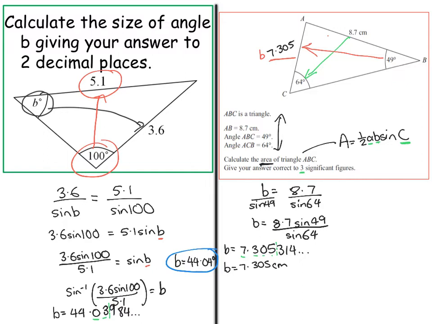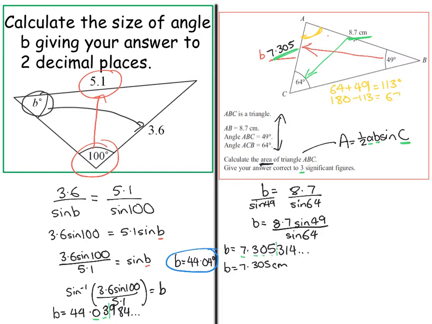So if I want to use this area formula, like I said, I'll need two sides that are enclosing an angle. So I have a side here and a side here. So I need to find out what the angle is here. So I can just use angles in a triangle add up to 180 degrees to find this. So I can say 64 add 49, which is equal to 113 degrees. Take that away from 180 degrees.